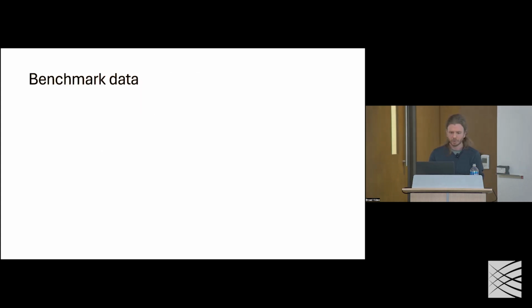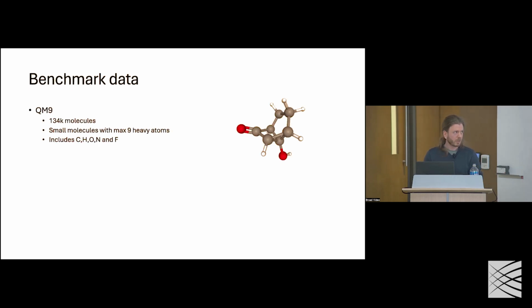Okay, so briefly for the benchmarking data that have been used. First, the smaller dataset, QM9, which contains molecules of 9 heavy atoms, or at most 27 atoms, including hydrogen. And there are 5 atom types and about 130,000 molecules. And one example of a molecule is depicted here.